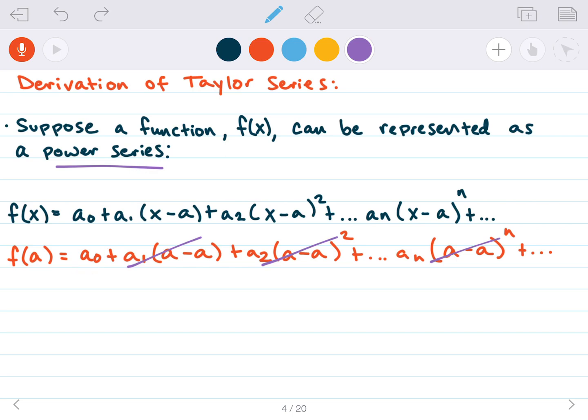So we can say something about our very first coefficient here, and that is that f of a equals a sub 0. Therefore, a naught is going to equal f of a, which we can find really easily because a is going to be some number, whatever the center is. So we just take that number and stick it into our function. All right, so that's that. Let's box this.